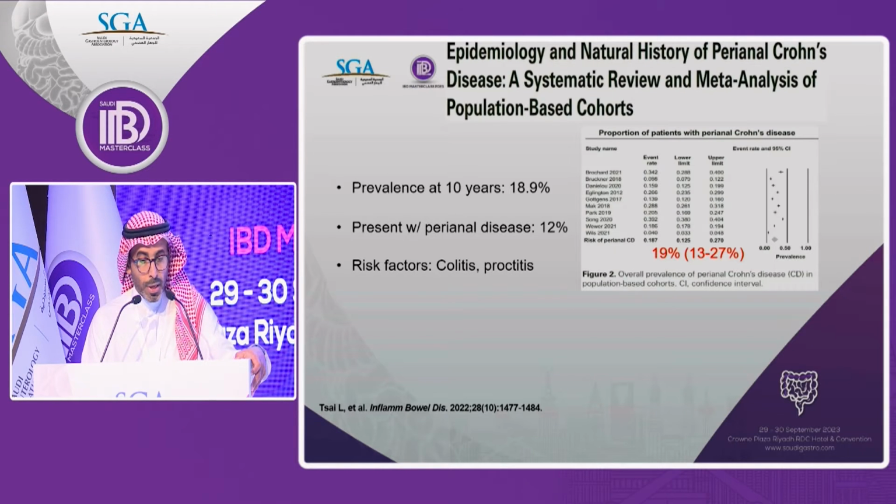Prevalence, based on a population-based cohort, in patients with Crohn's disease at 4 years is 14%, reaching almost 19% at 10 years. Patients with Crohn's disease and perianal disease at presentation are at 12%. Those patients who have Crohn's colitis and proctitis have a higher risk of developing perianal disease.